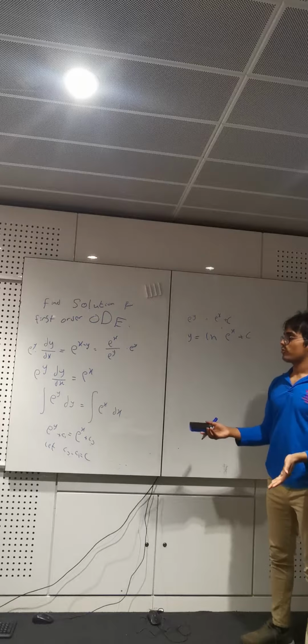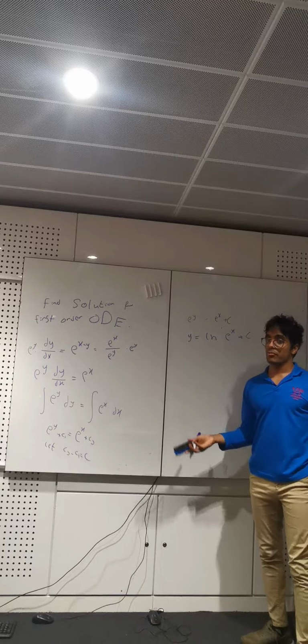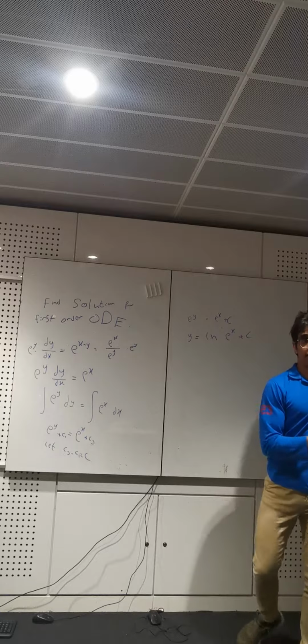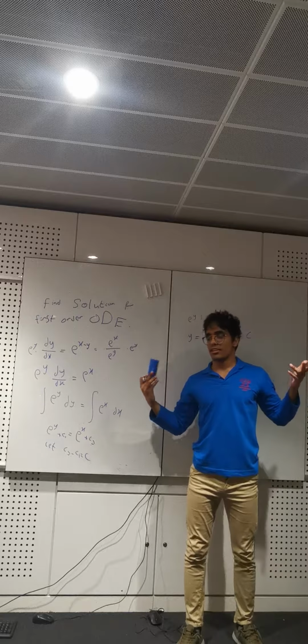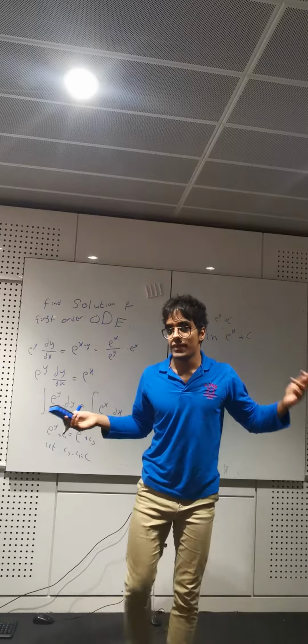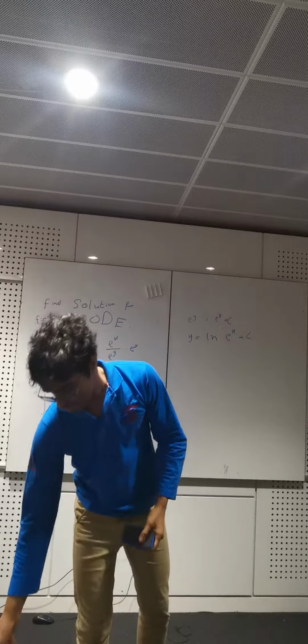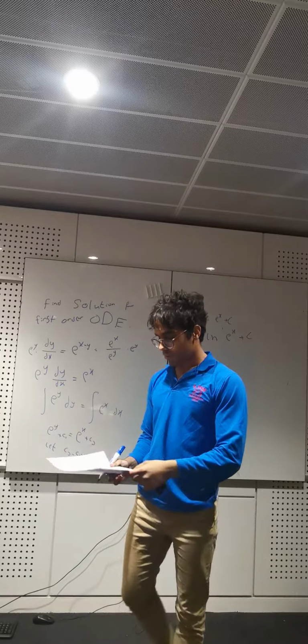So it's actually simple. Just try to see if we can separate the variables, put everything in x in one term, and everything in y in one term. If we can do that, then life is beautiful. It's easy to integrate, and it just becomes a problem of integration.